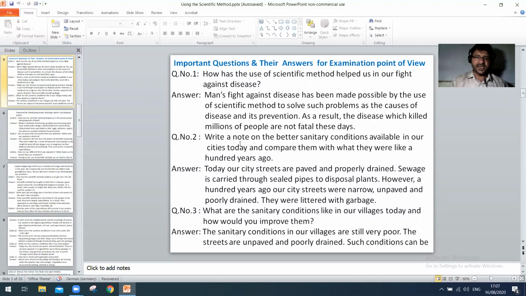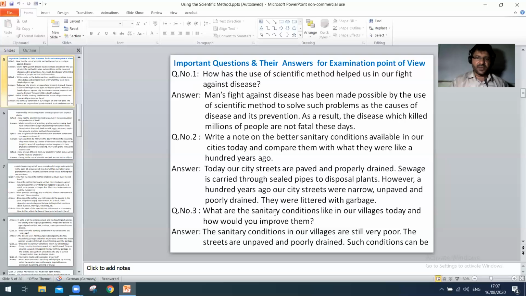Next. Write a note on the better sanitary conditions available in our cities today and compare them with what they were like 100 years ago. Answer. Today, our city streets are paved and properly drained. Sewage is carried through sealed pipes to disposal plants. However, 100 years ago, our city streets were narrow, unpaved, and poorly drained. They were littered with garbage.